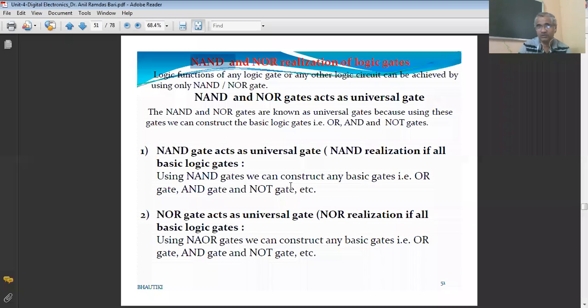blocks. Universal building blocks. So using this NAND gate or NOR gate, we can build basic logic gates. We can build basic logic gates. So NAND gate and NOR gates are known as universal gates because using these gates we can construct the basic logic gates, OR gate, AND gate and NOT gates.